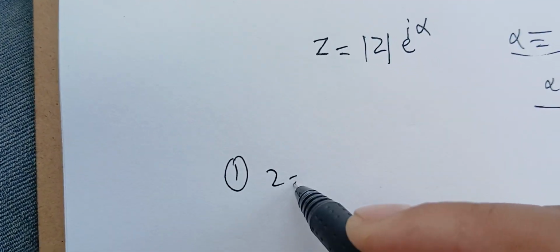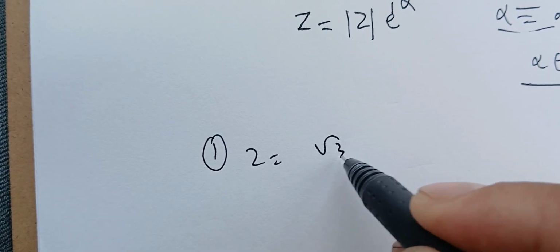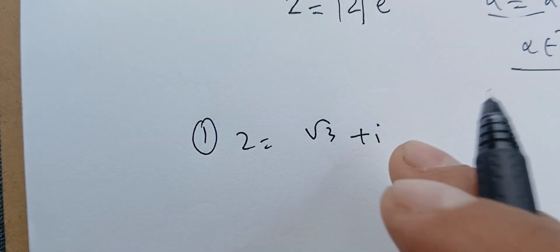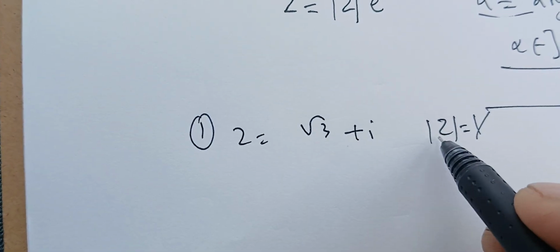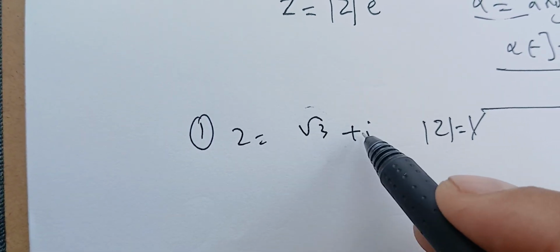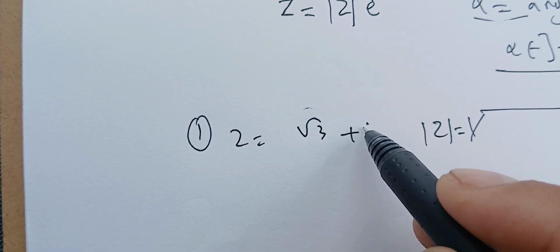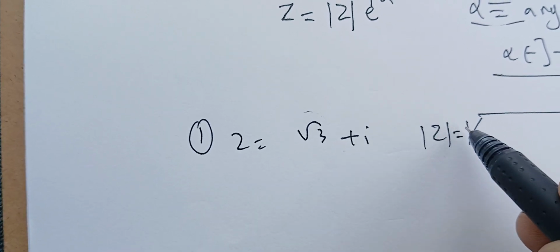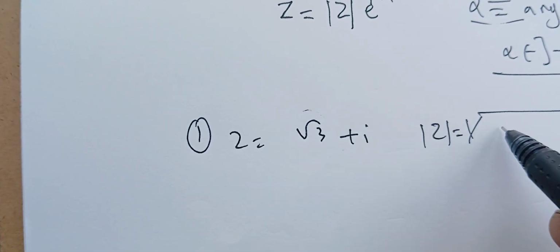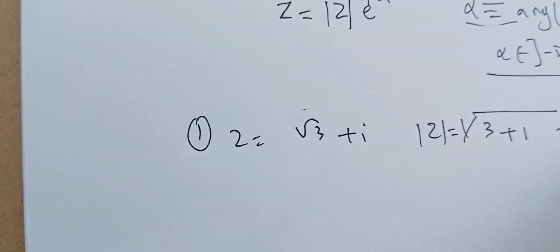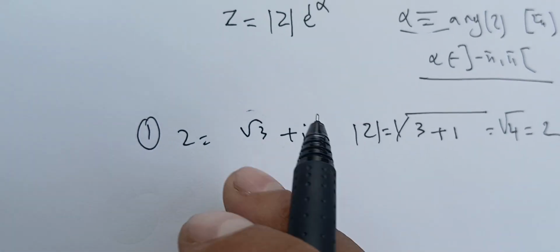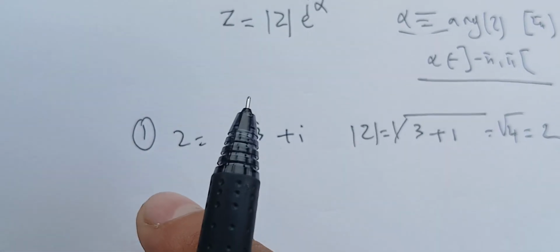So the first one is square root of 3 plus i. The first step is to find the norm of z. And by definition, we know the norm of z is the real part squared plus the imaginary part squared, all under a square root. So we have square root of 3 squared, which is 3, plus 1 squared, which is 1. So we have square root of 4, which is 2. So in this case, the norm of z is 2.